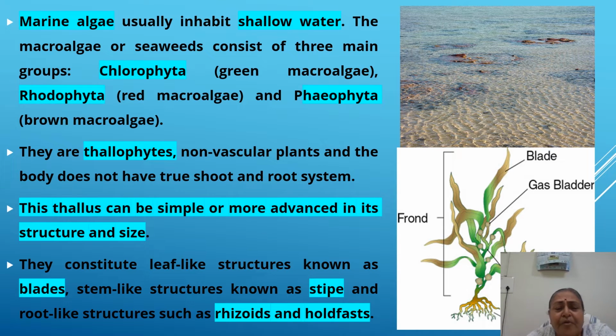The plant body is thallophytic in nature. They do not have any vascular system, so they are non-vascular plants, and the body does not have a true shoot and root system. The thallus can be simple or a complex advanced type on the basis of its structure, size, shape, and development.